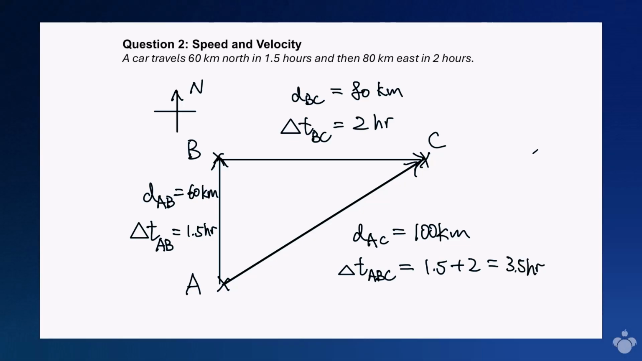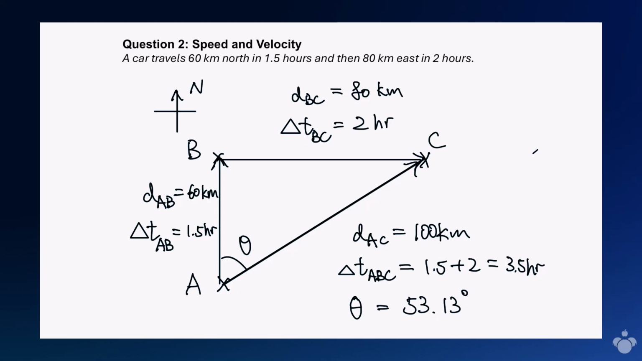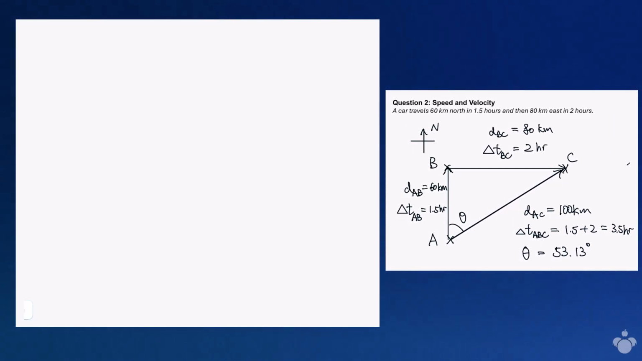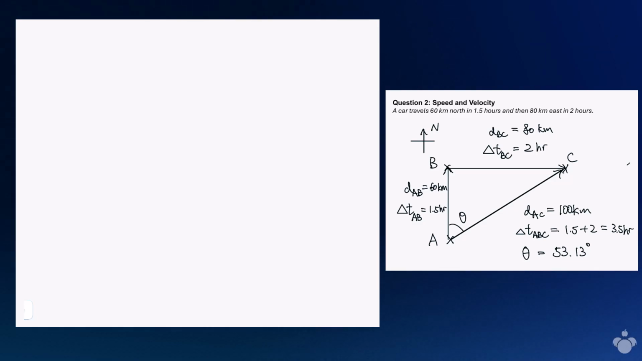Next, we need to calculate the direction for the vector quantities, specifically the resultant displacement. To determine this, we calculate the angle theta between the resultant displacement vector and the northward direction. According to our earlier calculations in the previous tutorial, this angle is 53.13 degrees east of north. With this information, we're ready to proceed with calculating the required quantities for this problem. Before jumping straight to the answers, let's calculate all the quantities for each segment of the journey, as well as for the entire trip.